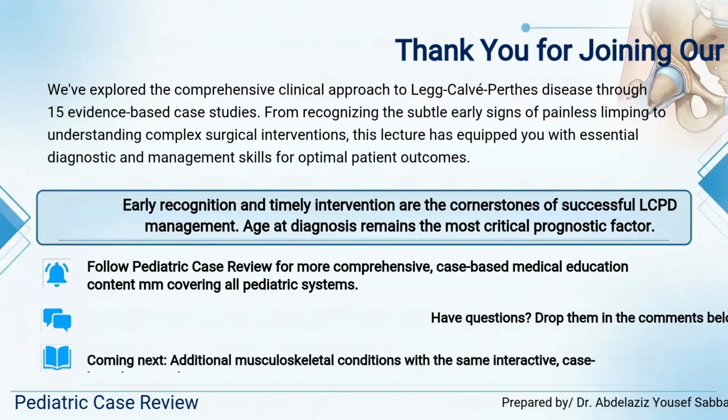We have now completed our comprehensive case-based review of Legg-Calvé-Perthes disease. Through 15 evidence-based cases, we explored the subtle early signs of painless limping, the specific physical examination findings of decreased internal rotation and abduction, the 4 phases of disease progression from necrosis through remodeling, diagnostic imaging strategies, including when to proceed to magnetic resonance imaging, the Herring lateral pillar classification system and its prognostic implications, conservative versus surgical management decision-making, and long-term complications such as femoroacetabular impingement.